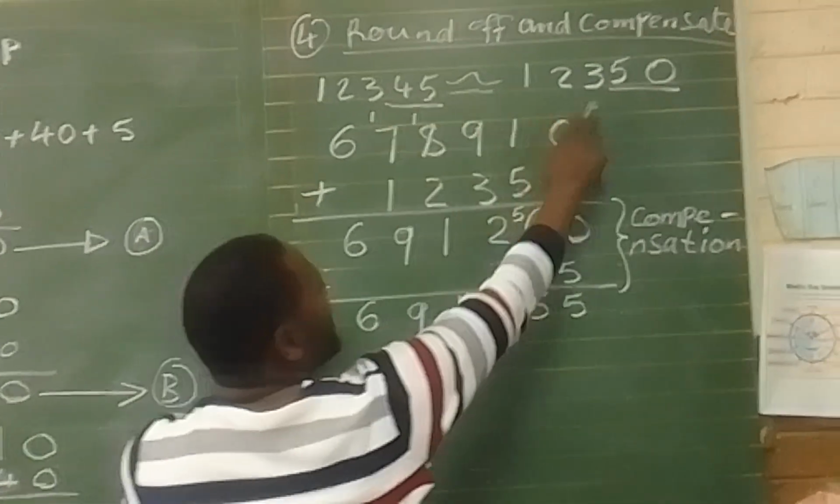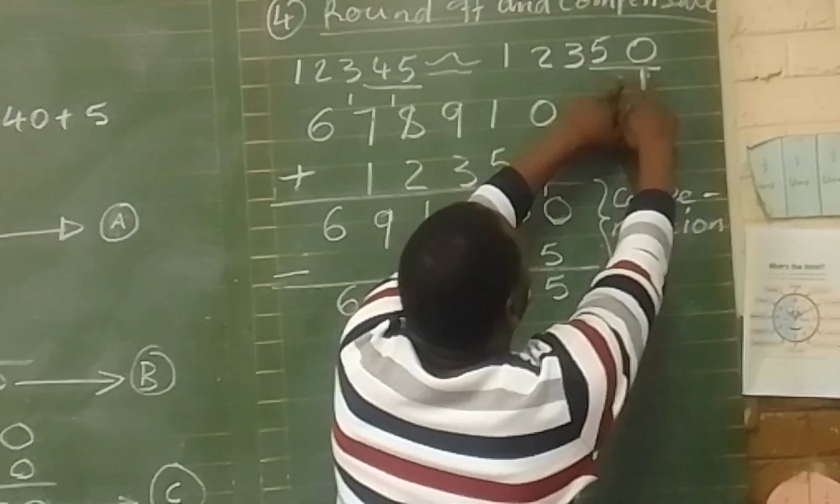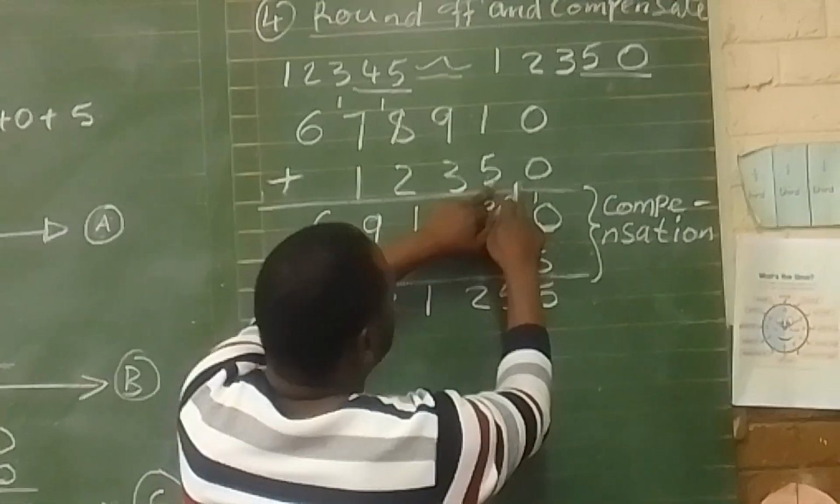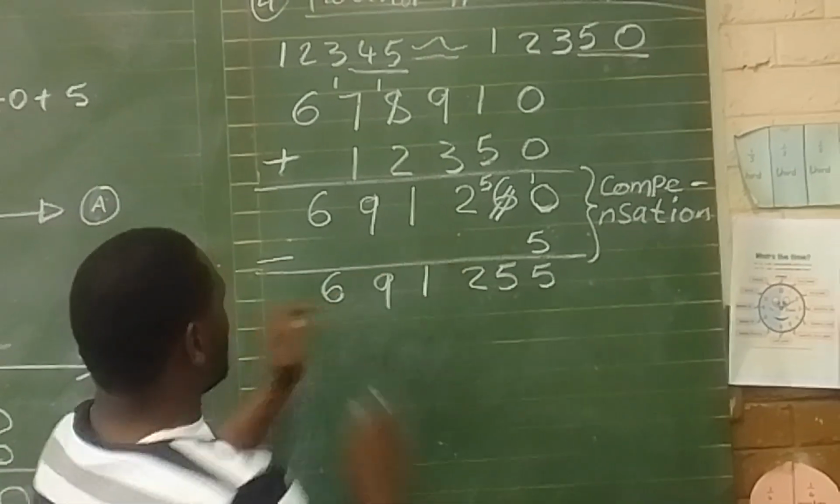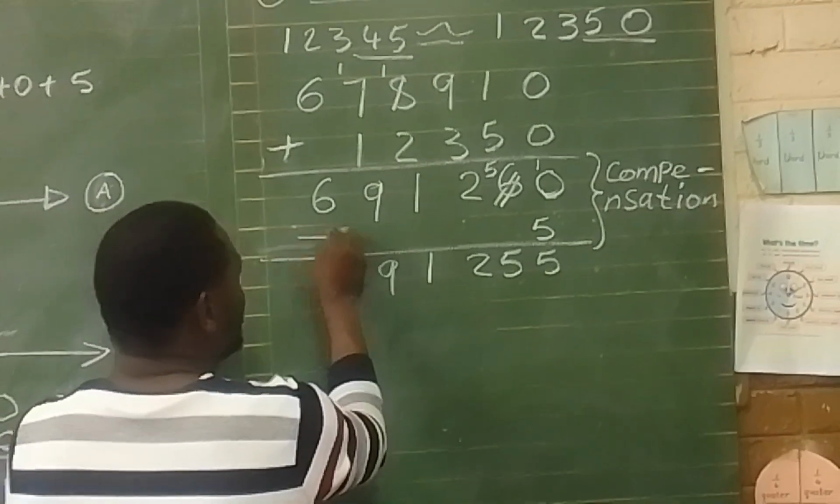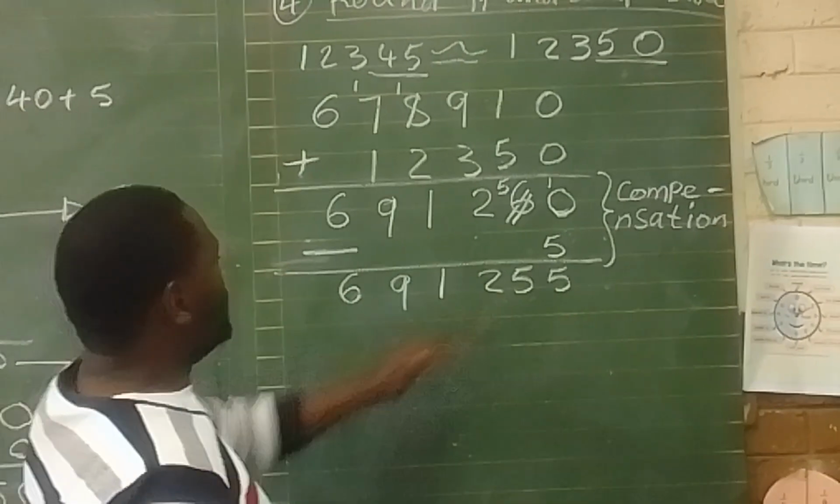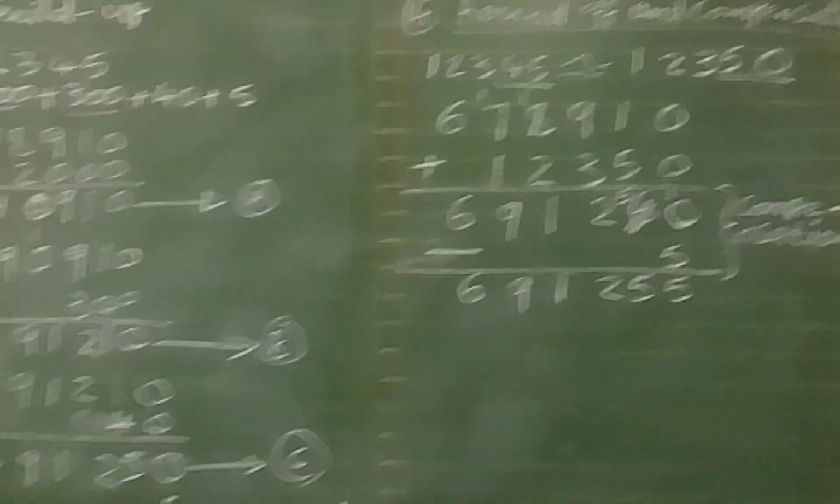We have 45, here is 50. So we have added 50. So here we have added 5. So this 5 must be taken out here. My negative must be here. So that was number 5, number 4.